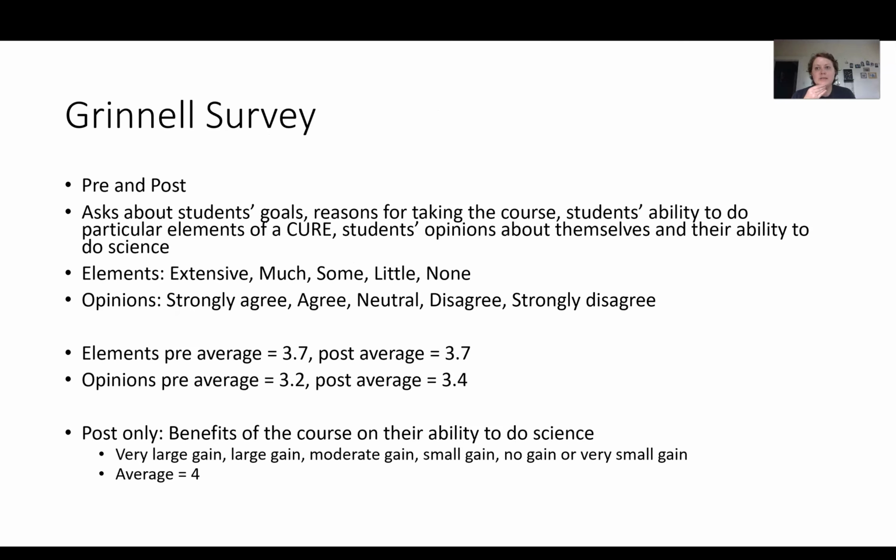Okay, the Grinnell Survey is a much more intensive one. There's a lot more questions in it. We give that one both pre and post. So at the beginning of the semester, before they've really engaged in any of the material, and then at the end. And it is looking for maybe various things that have changed over the semester. So it's asking a lot of different things about students' goals, reasons for taking the course, their ability to do particular elements of a CURE, and then their opinions about themselves and their ability to do science. So for the elements portion, the elements and opinions is what I'm going to focus on for right now.